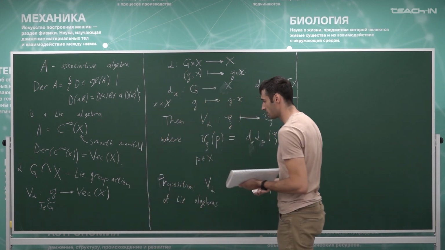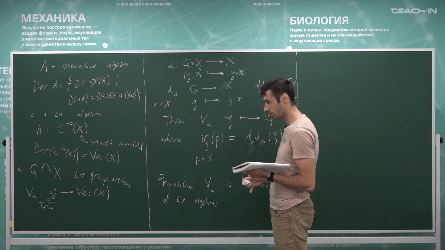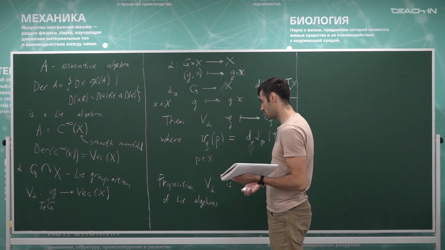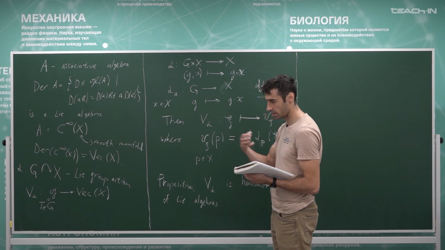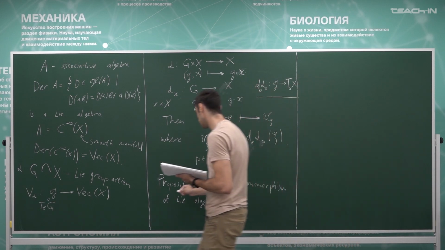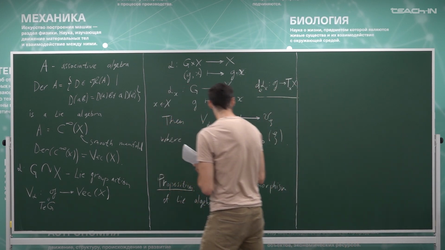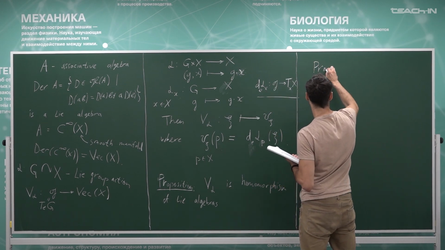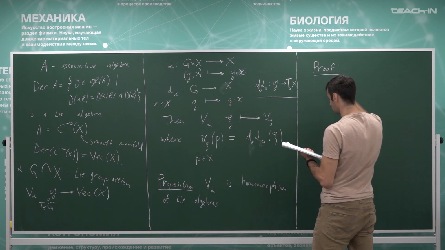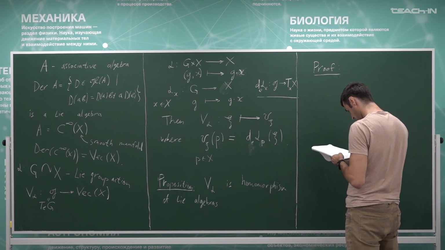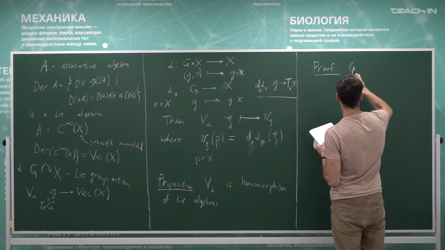Well, we defined what is a homomorphism of tangent Lie algebras, and a homomorphism of Lie algebras can be defined in the same way. Just some linear map that respects the Lie bracket. So let's prove this. Okay, so let us fix phi.